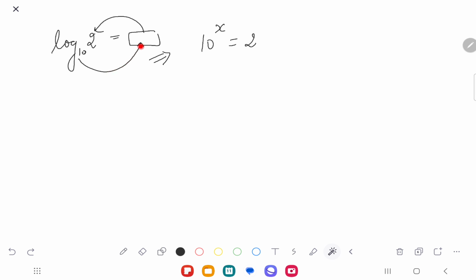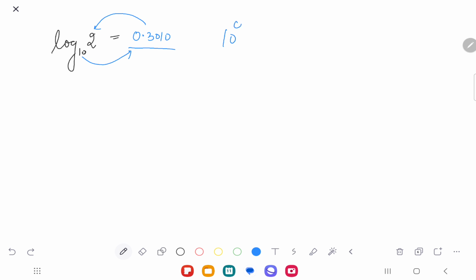10 raised to power what should give me 2? So 10 raised to power x gives me 2, and I am supposed to find out x. That's what log 2 basically means. Log 2 wants me to calculate the power. And the answer is 0.3010. Do you understand? That means 10 raised to power 0.3010 shall give me 2. That's what it exactly means.